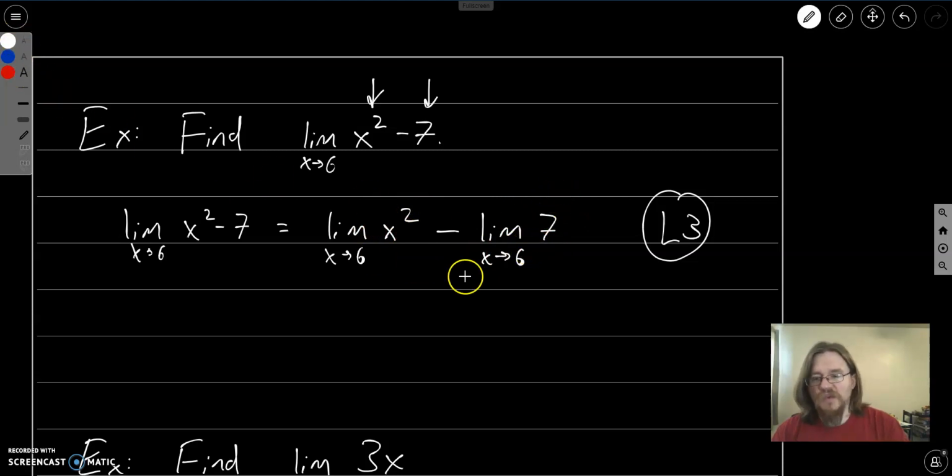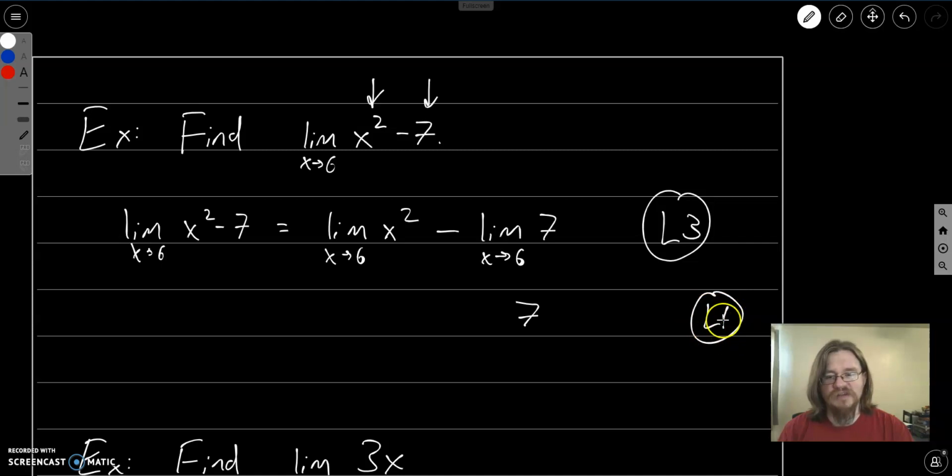Well, the limit of 7, oh, that's pretty simple. The limit of 7, this is a constant function. It doesn't matter what we're approaching. If we have a constant function, the limit of that constant is always just that itself. And that was the first property that we saw.